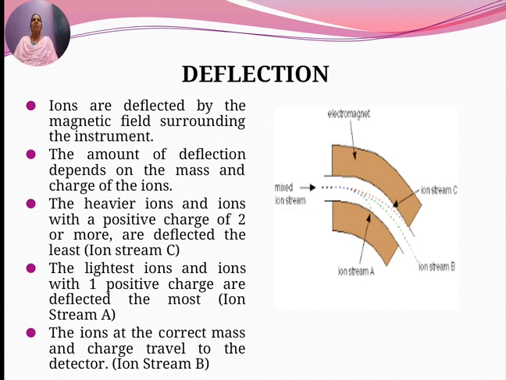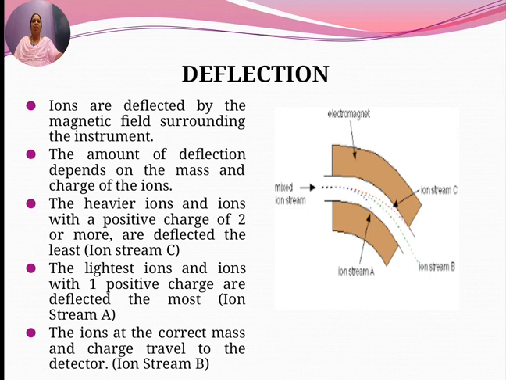The lightest ions and the ions with one positive charge are deflected the most. That is ion stream A. Ions which are lighter and have one positive charge are deflected most. Ions with the correct mass and charge travel almost straight to the detector. That is ion stream B.